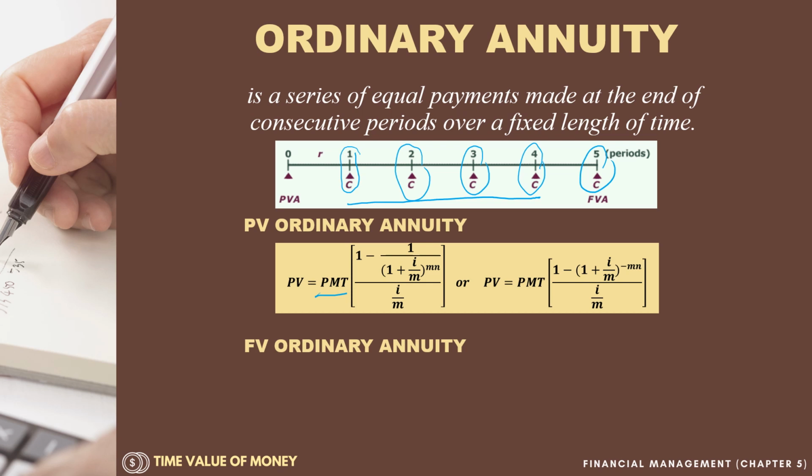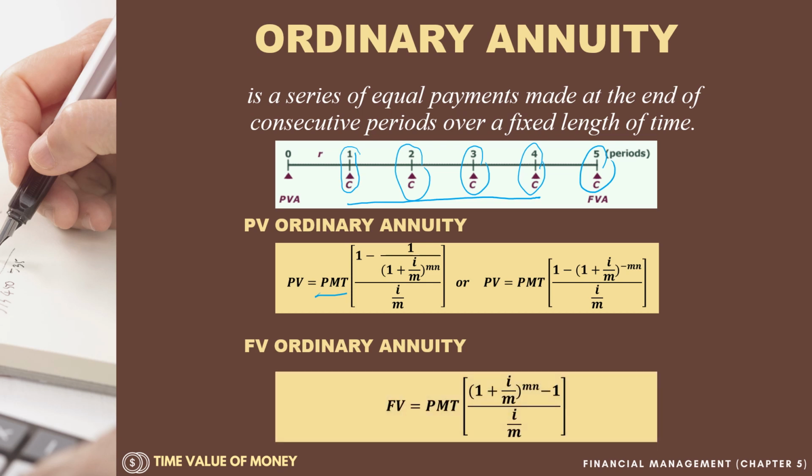Now, for the future value ordinary annuity, we have the future value is equal to the payment, or PMT, multiplied by 1 plus I over M to the power of M times N minus 1 all over I over M. Okay.